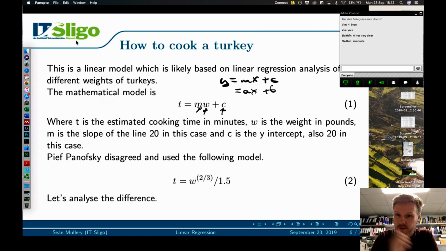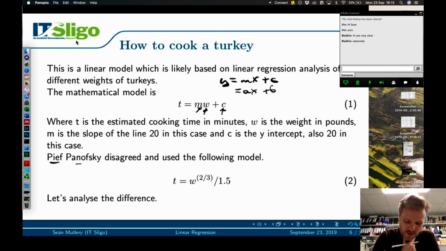So don't get wedded to those particular variables, because I'm going to be using the m for something else later and the w for something else later as well. So this is where t is the estimated cooking time in minutes, w is the weight in pounds, m is the slope of the line, which is 20 in this case, and c is the y-intercept, also 20 in this case.